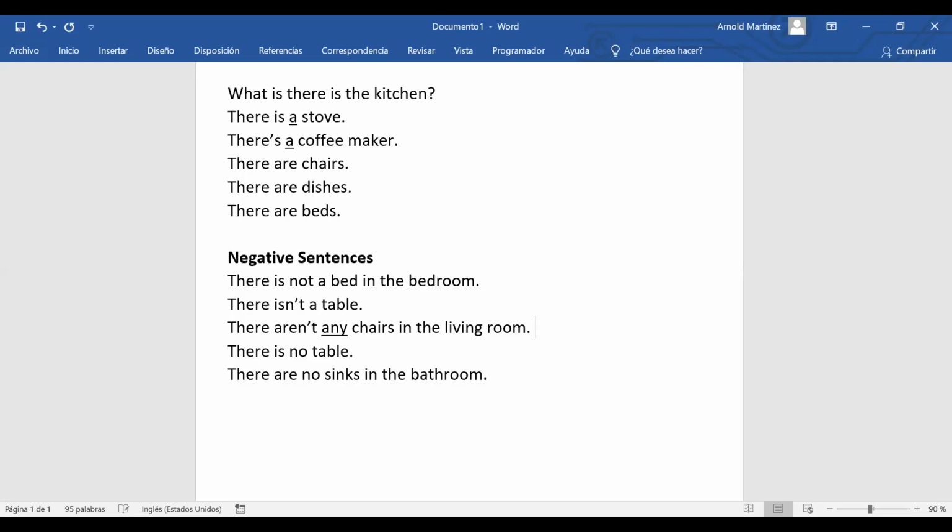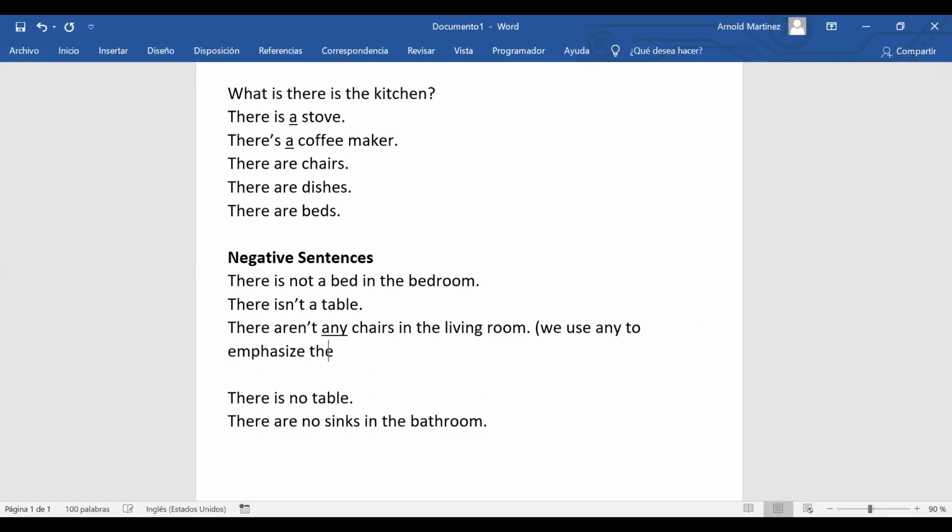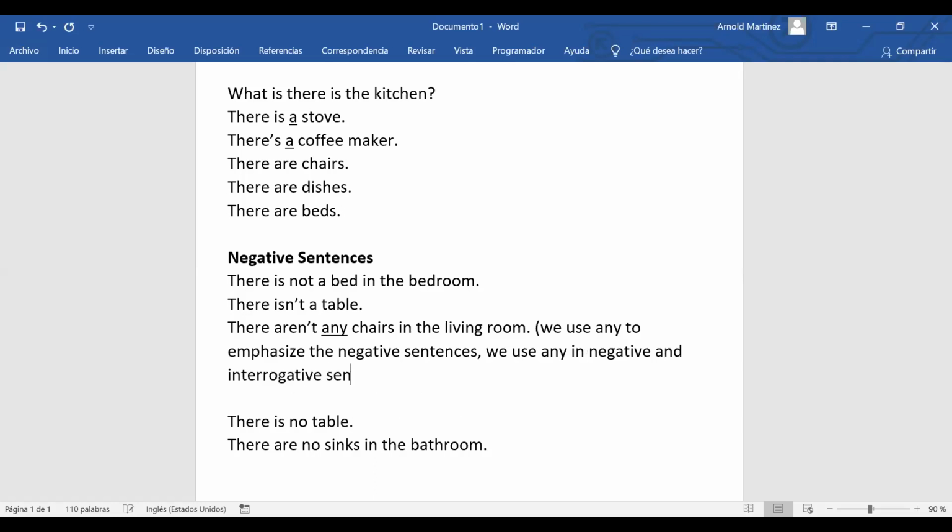In here, we're gonna make emphasis that we use any to emphasize the negative. We use any in negative and interrogative sentences. Period. Okay? Okay, here we have explained there aren't any chairs in the living room. We use any to emphasize the negative sentence.